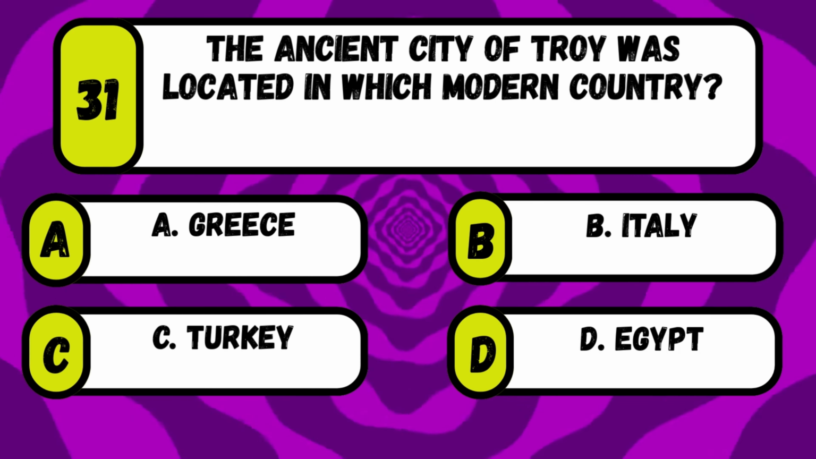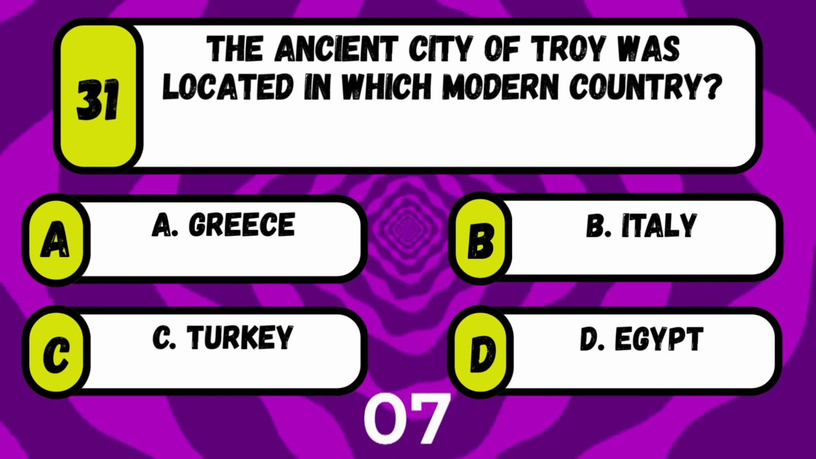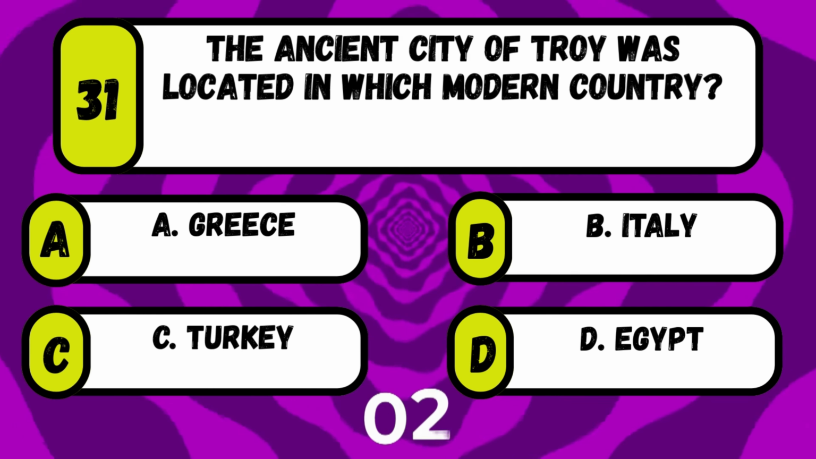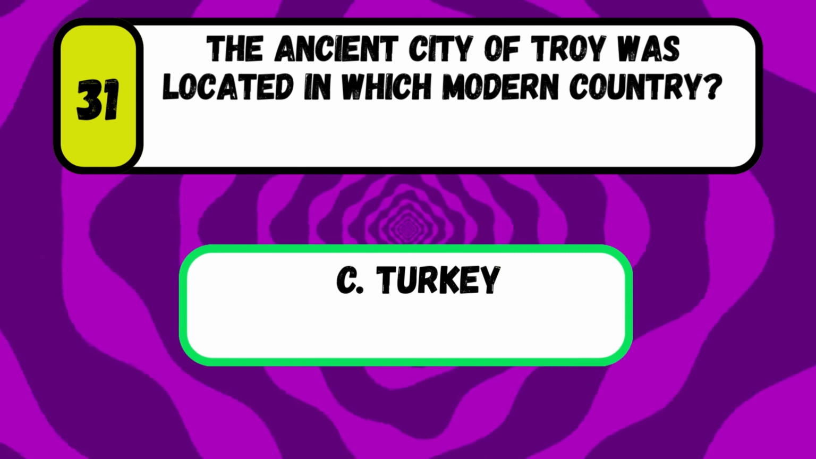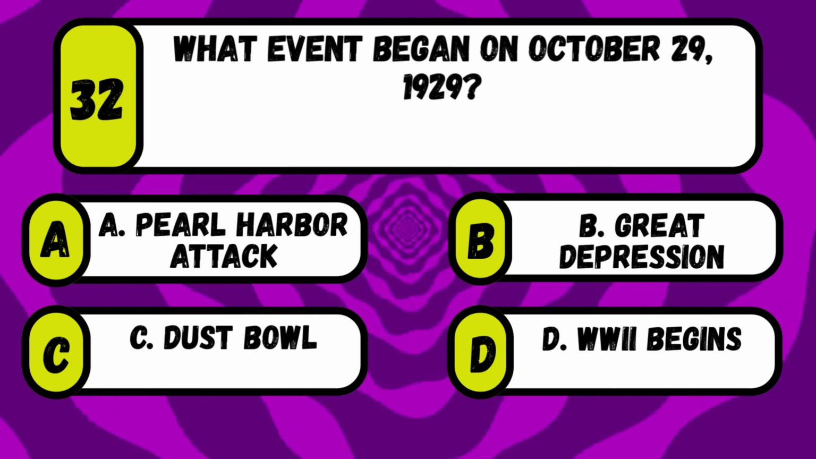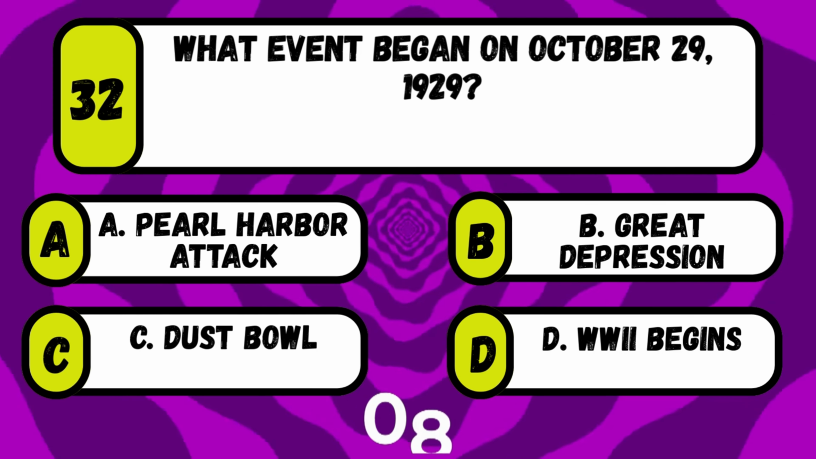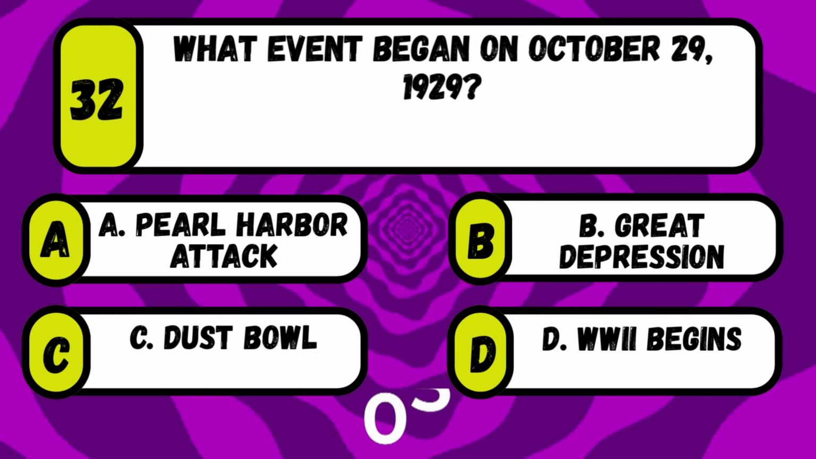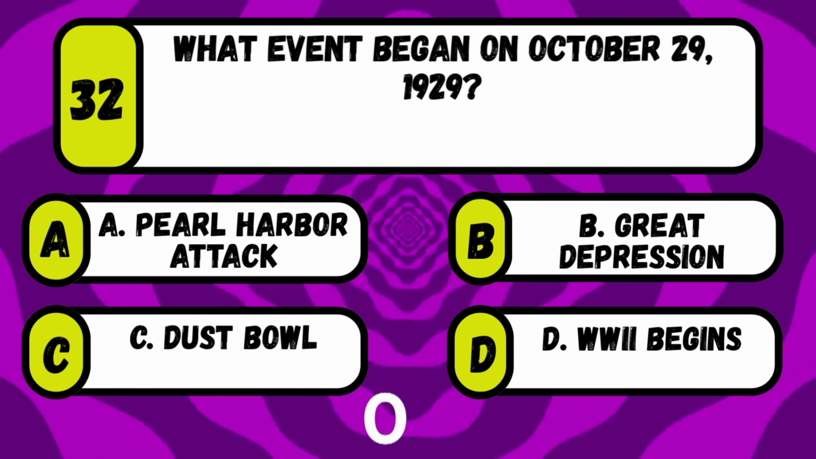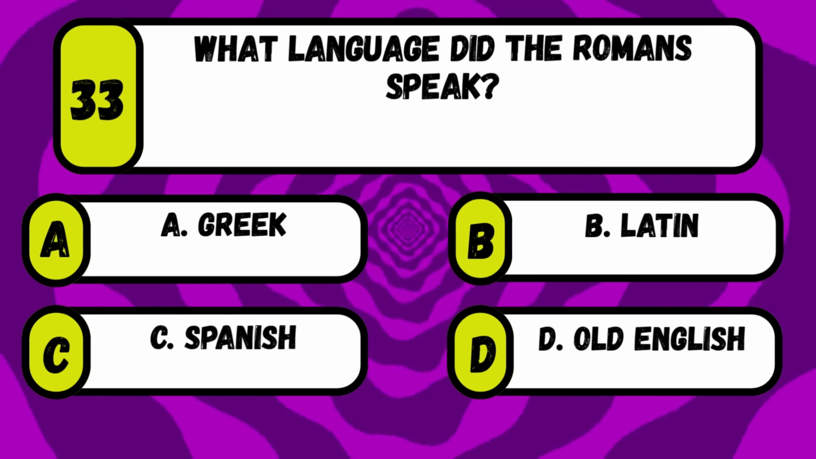The ancient city of Troy was located in which modern country? What event began on October 29, 1929? What language did the Romans speak?